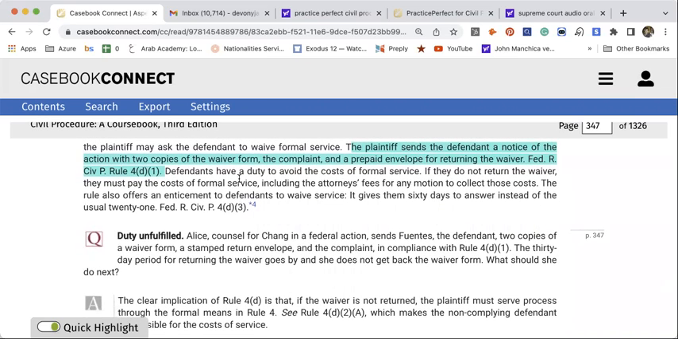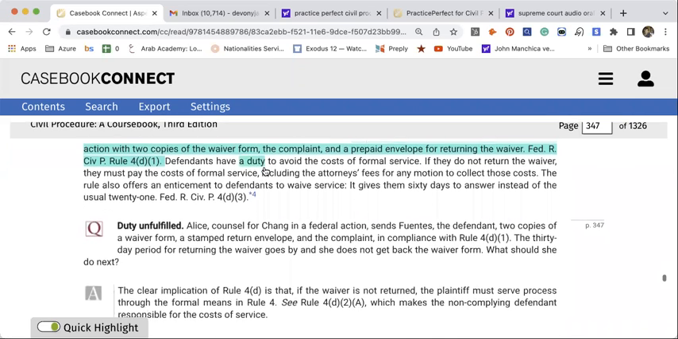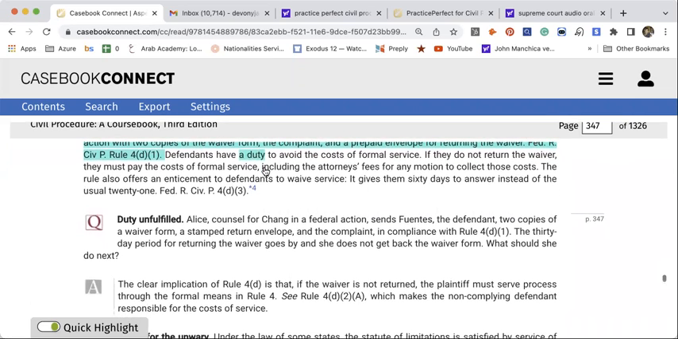They have a duty to avoid the cost of formal service and to return the waiver. If they do not return the waiver, they must pay the cost of formal service.